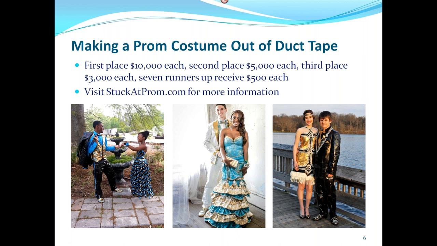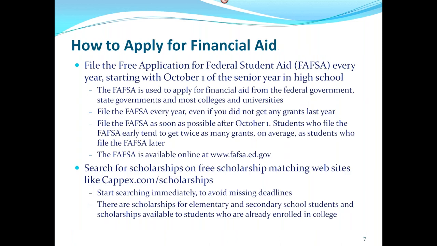So let's talk about how to apply for financial aid. Basically, two methods, one for need-based aid and one for merit-based aid. For the need-based aid, you file the FAFSA, which is the Free Application for Federal Student Aid. You should file it every year. The season opens on October 1st of the senior year in high school and each subsequent year. And it's used to apply for financial aid from the federal government, state governments, and most colleges and universities.